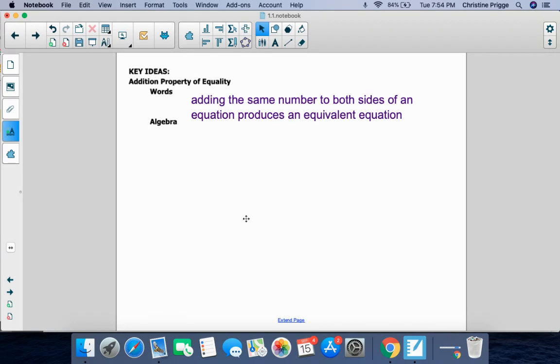Well, the addition property of equality is just when you add the same number to both sides of an equation, and it will produce an equivalent equation. So you want to go ahead and write this in your notes. There is an algebraic way of explaining this, so I can explain it in words, but I can also show you using algebra. So here's the example of what the algebra would look like.